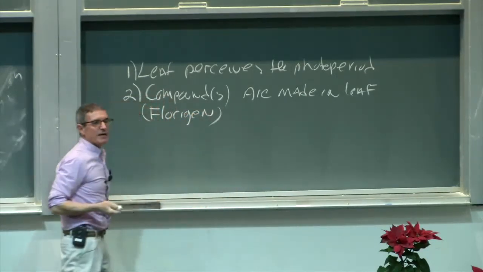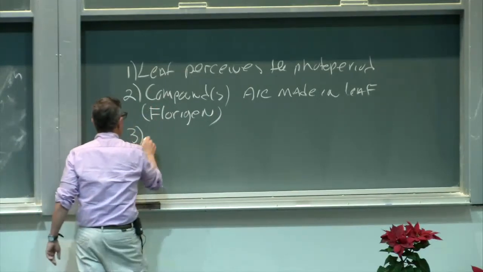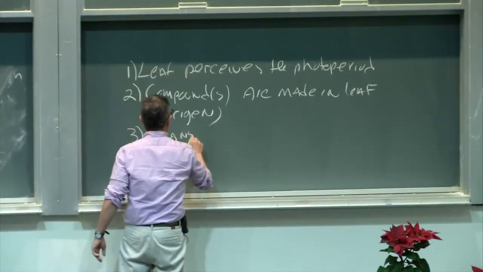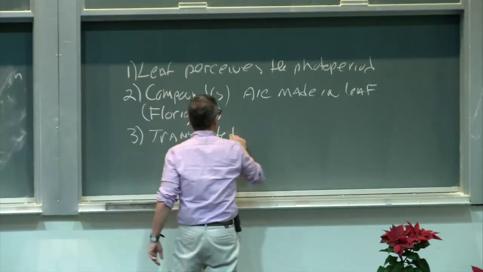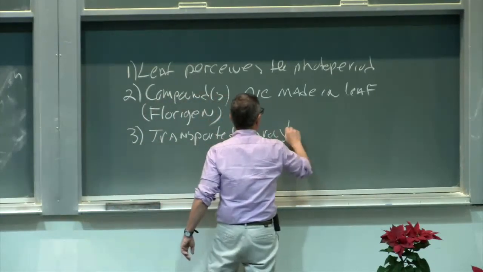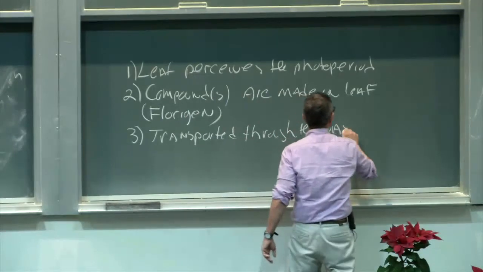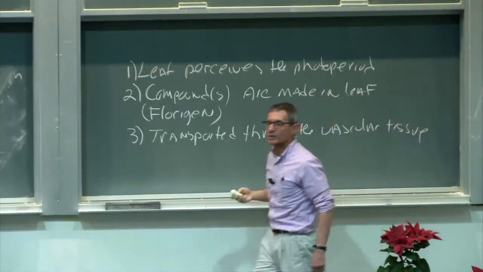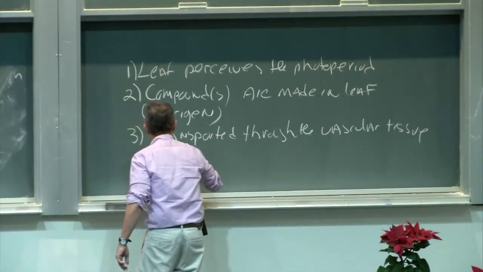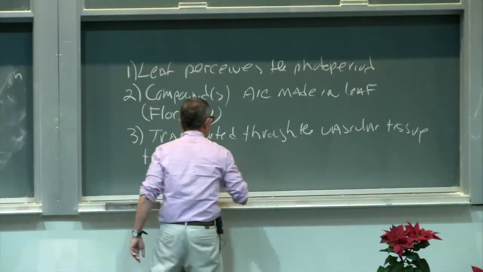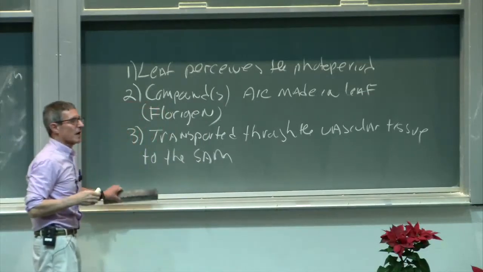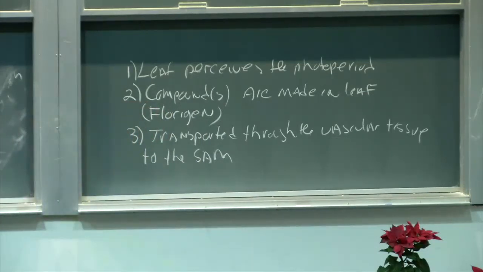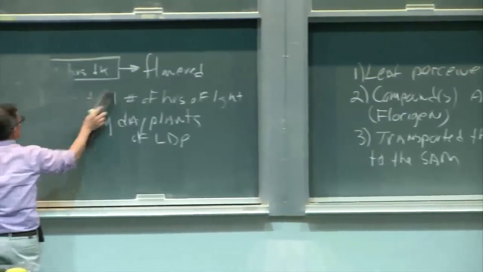So it's made in the leaf, and then it is transported through the vascular tissue to the shoot apical meristem. Very interesting phenomena. Now, there were a number of many experiments trying to identify what this mysterious phloragen could be.